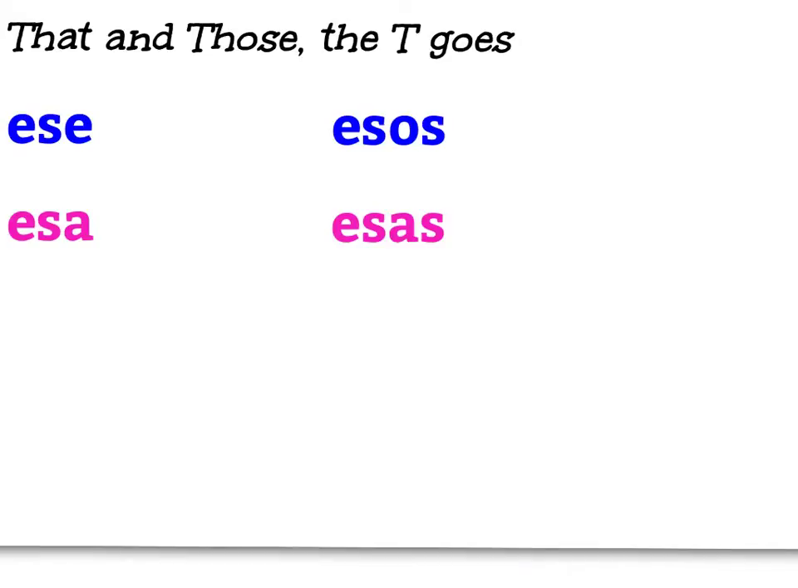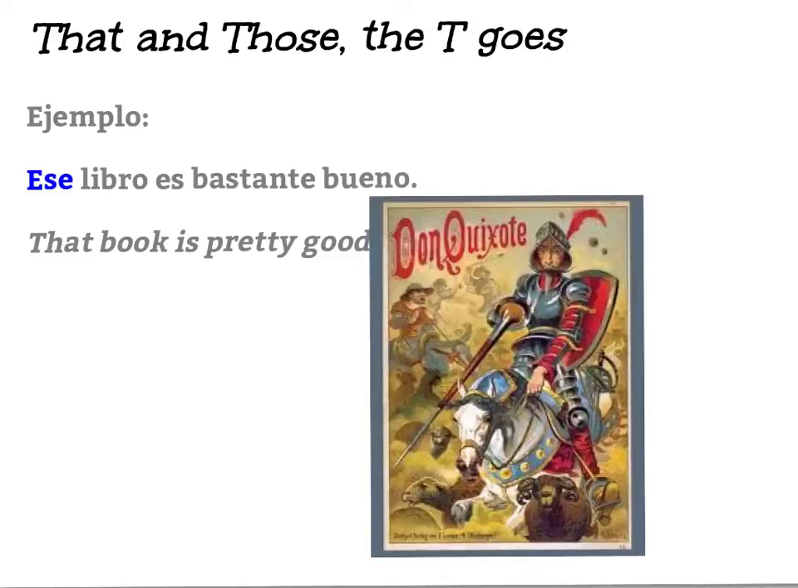Now we have that and those, the T goes. So that would be ese, esos, esa, esas. That book is pretty good, for Don Quixote. Ese libro es bastante bueno. That book is pretty good.